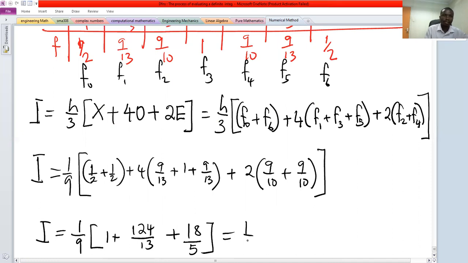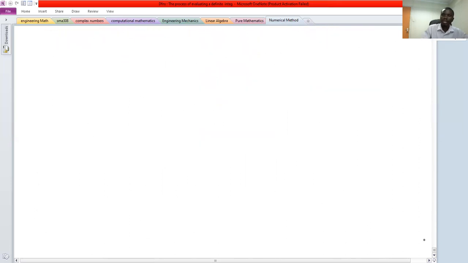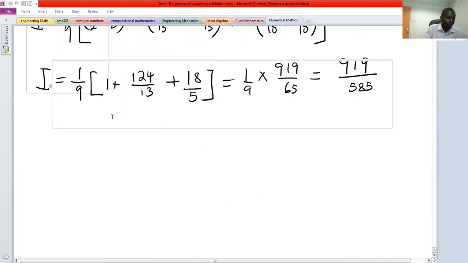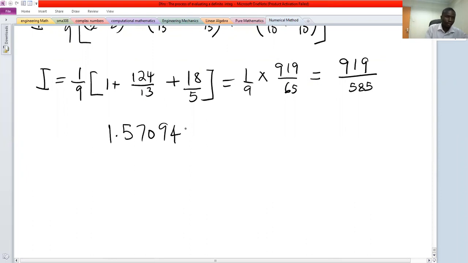When you add what we have in the brackets, you get 919/65, and this will give us 919/585. Please confirm those values. If you are to change that into decimals, you get 1.570940171 as this approximation.